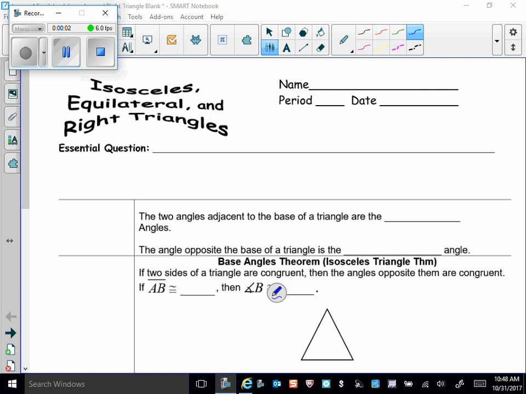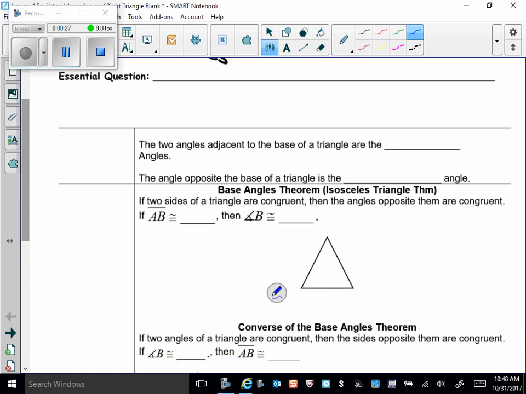Today we're going to learn some theorems related to isosceles, equilateral, and right triangles. So it might be good for us to review the definitions of those things. An isosceles triangle, you remember, has at least two congruent sides. An equilateral triangle has three congruent sides. And a right triangle is a triangle that contains a right angle.